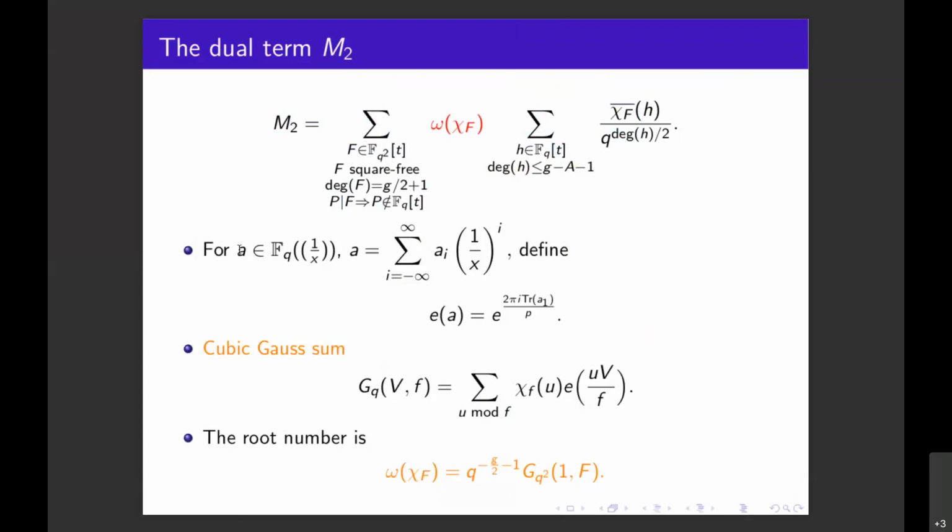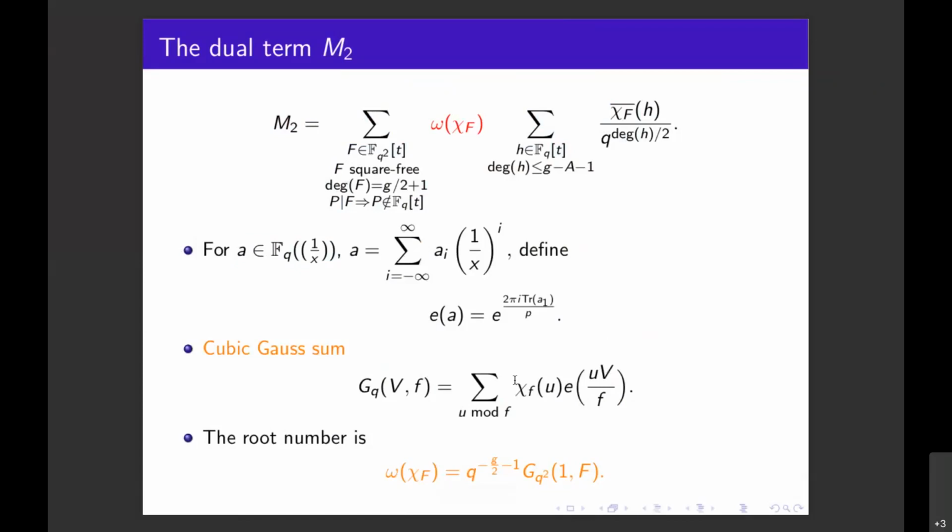So if we have a Laurent series with coefficients in F_q, then we first need to define the exponential. The exponential e(a) is defined to be e^{2πi Tr(a_1)/p}, where a_1 is the coefficient of 1/x in the expansion of a, and q is a power of p. So this is the exponential defined by David Hayes. And then we have our cubic Gauss sum, which is defined in analogy with the way we would define the cubic Gauss sum over number fields. So G(v, F), this is a sum over a polynomial u mod F, of chi_F(u), this is our cubic character, times the exponential of uv over F.